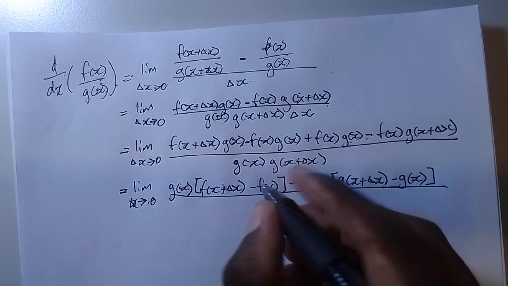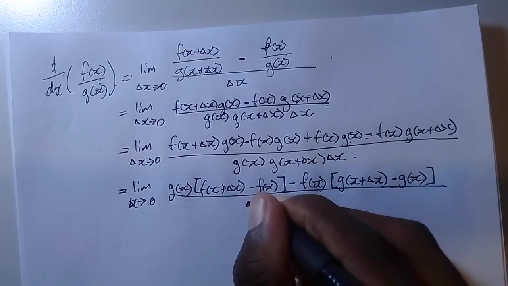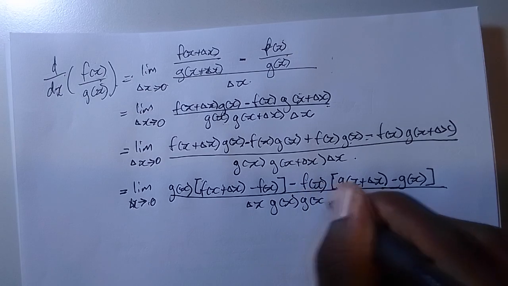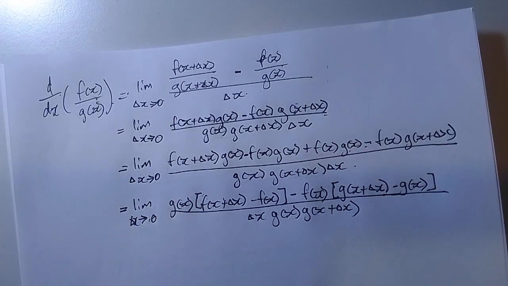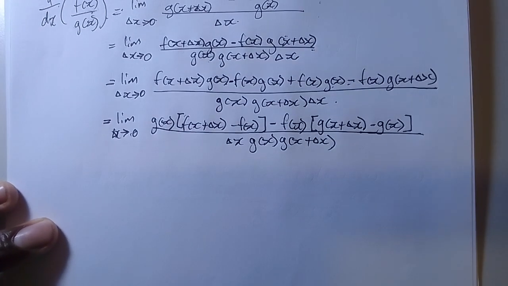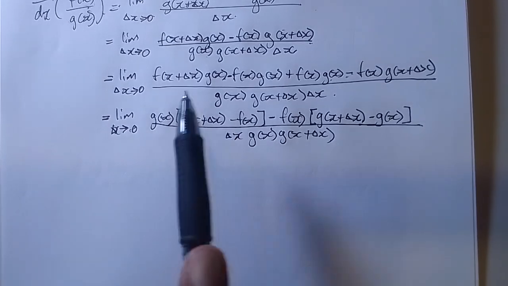So that's what you have so far. Oh, sorry, I forgot delta x there. Then here we have delta x, g of x plus delta x. Okay, this is going somewhere. Definitely going somewhere. Now this is when you can say you are noticing things.